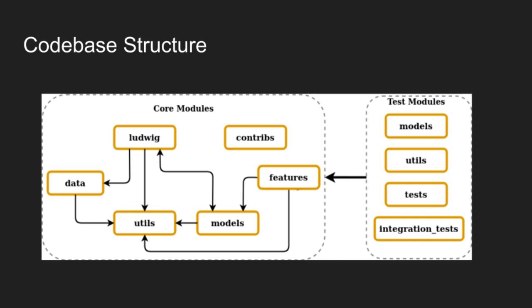The utilities, or the utils module, as the name would suggest, is merely a collection of system utilities, such as math utilities, image utilities, and so on. And finally, the contribs module contains files from third-party integrations.